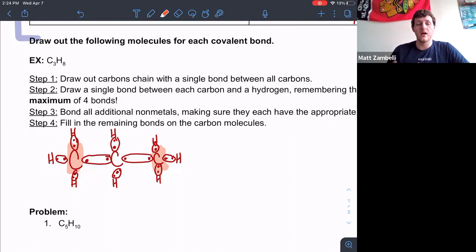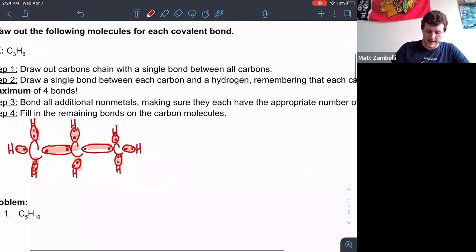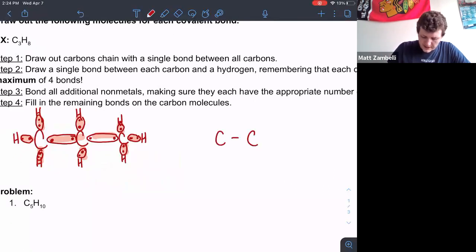Then if we have no other elements to put on there, we double check that each carbon has 4 bonds and our other elements have all of their bonds. Each one of these carbons has 4, and all our hydrogens have 1, which means everything stays a single bond. Now all we need to do is redraw it where those circles for our valence electrons become lines. So we have 3 carbons in a chain, each one with the hydrogens coming off of it.